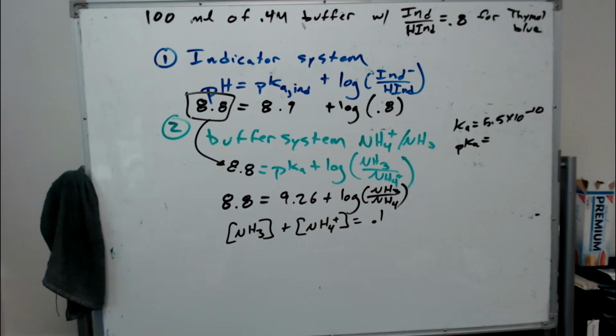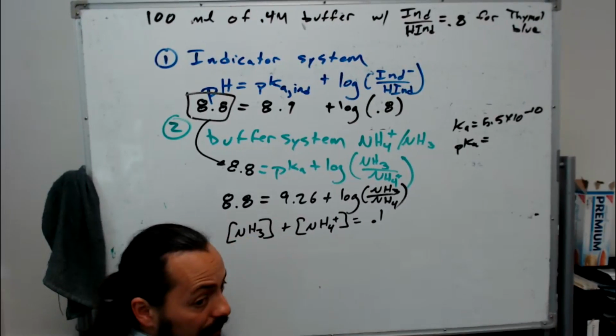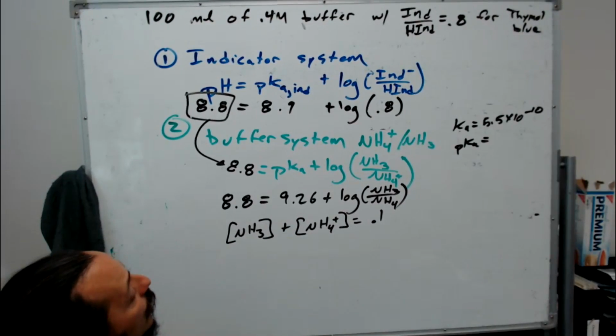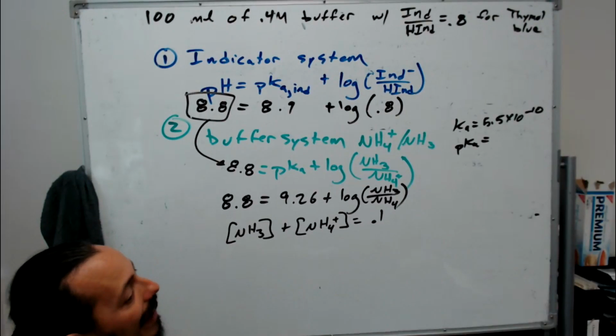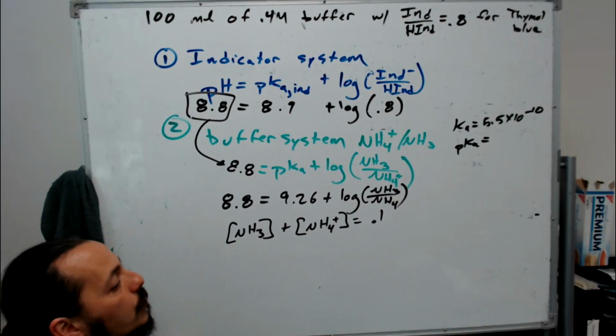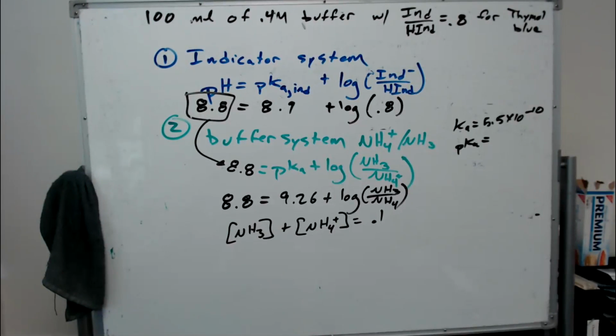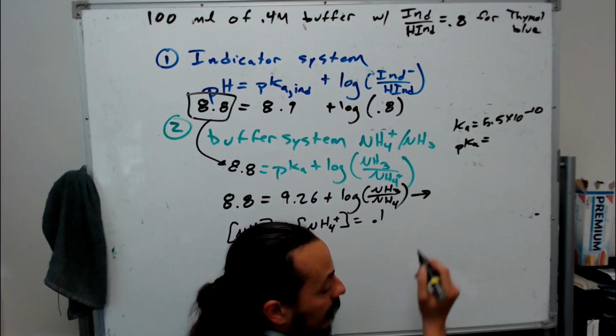Can I write that all out just to make sure? Yeah, I'm going to finish this problem. So it's not going to be the same as your numbers, but let's go ahead and do this. For the NH3 plus NH4 equals 0.1, is that because the total molarity is 0.1? Total molarity is 0.1. So I'm going to go ahead and solve this.